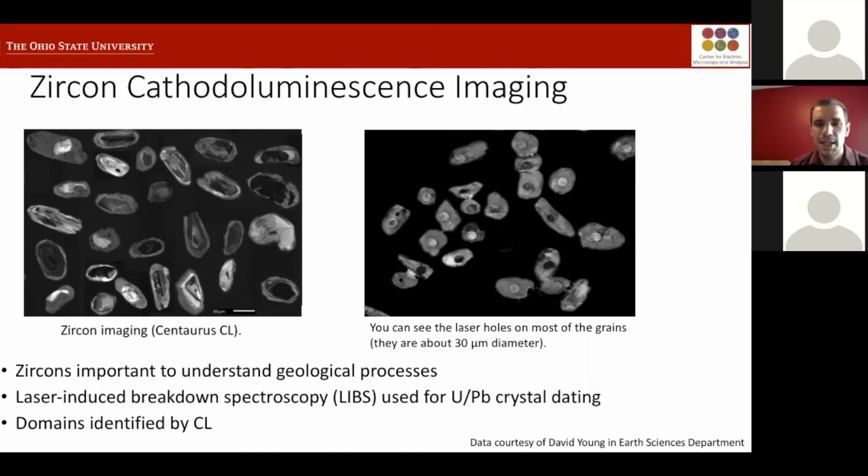In this case, David had used LIBS, and you can see the 30 micron holes that have been hit in each one, and then use the uranium lead to do some dating of these materials as well. So it's really cool to use this as a complementary technique to a lot of other ones.